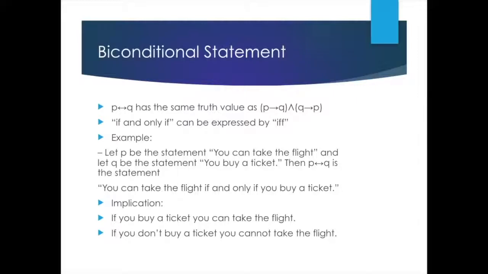So this is the translation of this biconditional statement to simple English. The implication of this statement is, if you buy a ticket, you can take the flight, which is true. Both are true, so the outcome is true. The implication of this is true. If you don't buy a ticket, you cannot take the flight as well. False proposition leading to a false implication, so the whole outcome is true.